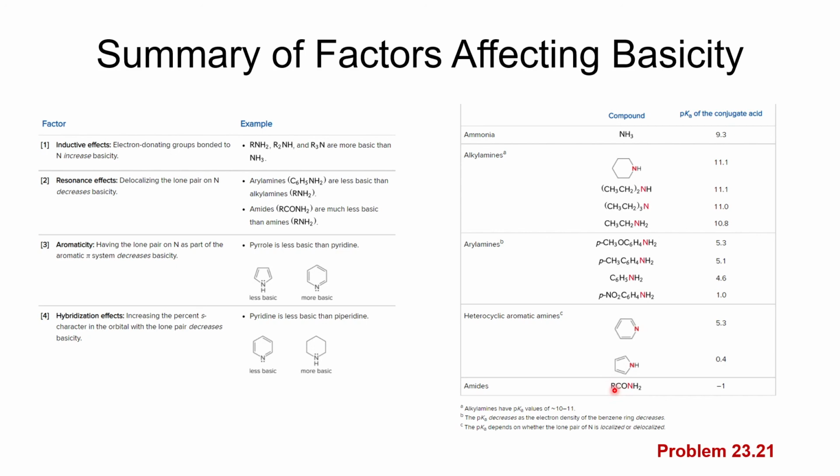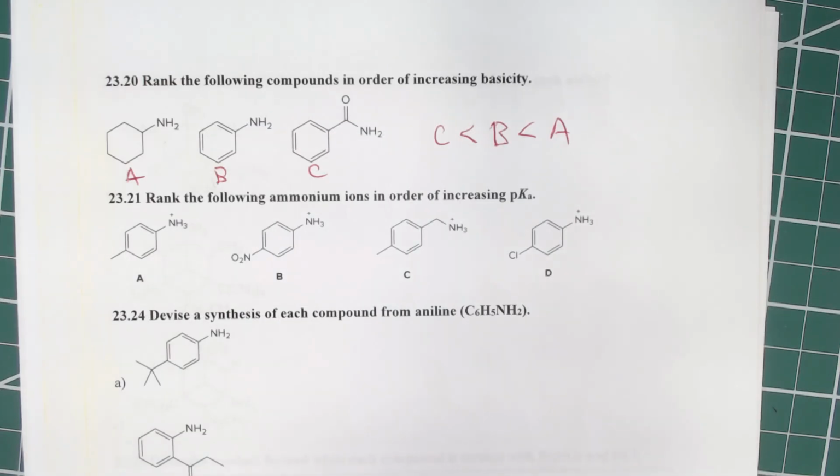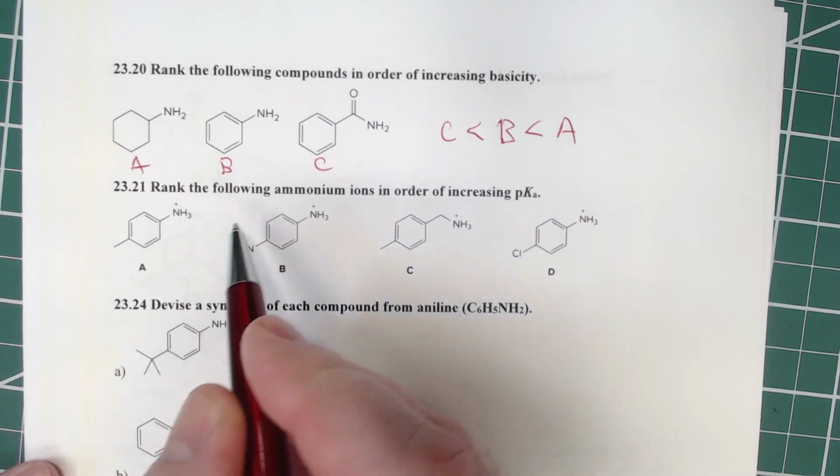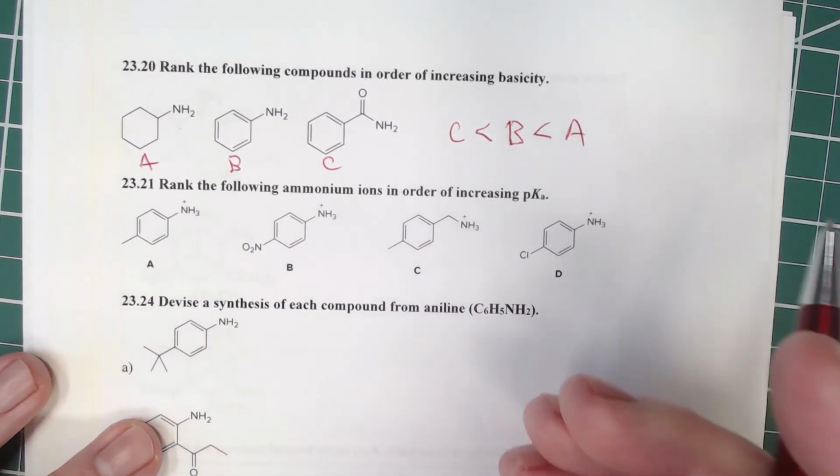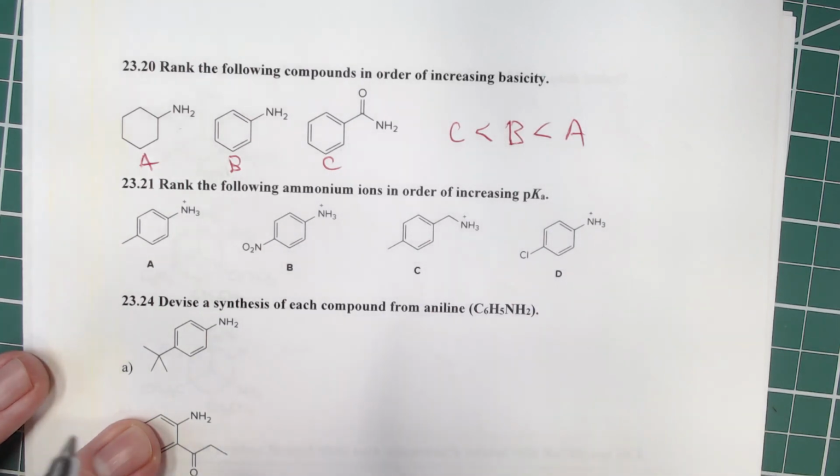Okay, let's look at number 21, and after that, we're going to stop this video, and we'll do the next section in the next video. So let's look at number 21. We want to rank the following ammonium ions in order of increasing pKa. So we want to start with the lowest pKa, in other words, the strongest acid, and we want to go up to the weakest acid.